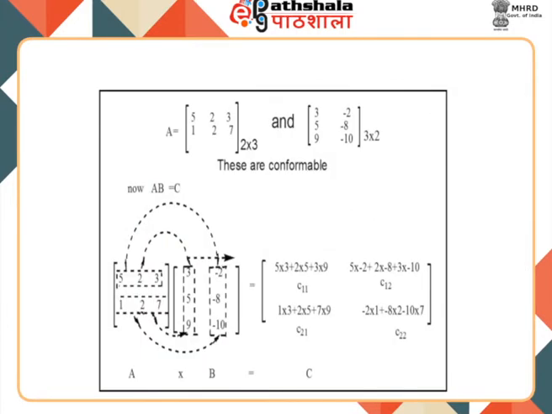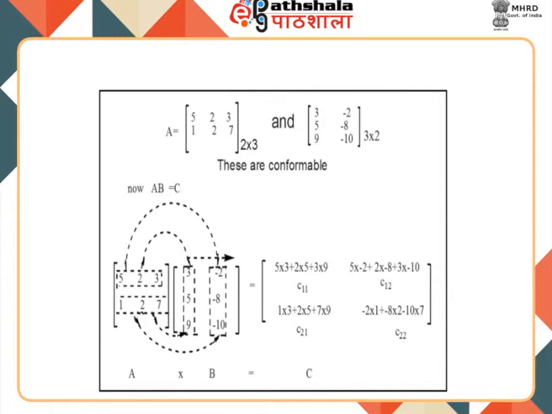Now let us take matrix multiplication. Two matrices A and B can be multiplied only if the number of columns of A is equal to the number of rows of B. That is, these should be conformable. A of dimension m by p and B of dimension p by n can be multiplied to give the matrix C of dimension m by n. So these should be conformable, without that we cannot multiply. It is shown here: we have A of 2 by 3 dimension and B of 3 by 2 dimension, and these are combined as shown.